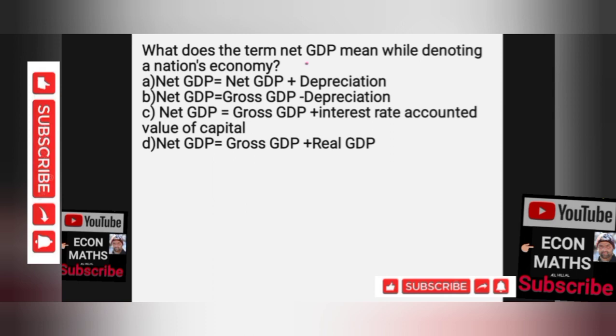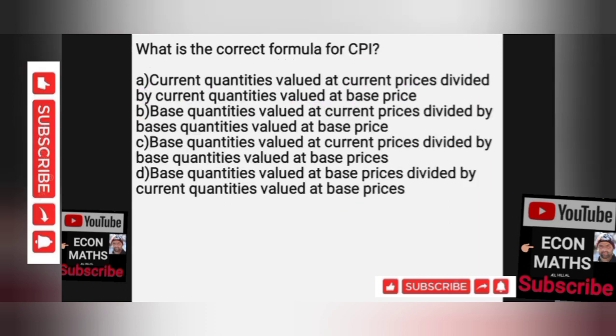Coming to the next question, what does the term net GDP mean while denoting a nation's economy? Net GDP is equal to net GDP plus depreciation. Net GDP is equal to gross GDP minus depreciation. Net GDP is equal to gross GDP plus interest rate accounted value of capital, or net GDP is equal to gross GDP plus real GDP. The correct option is straightforward, that is net GDP is equal to gross GDP minus depreciation. So there is no explanation needed.